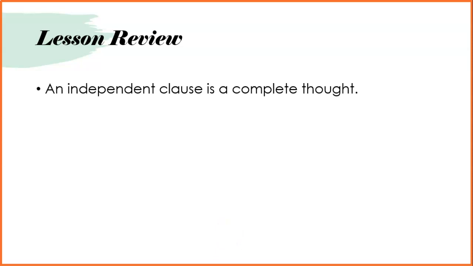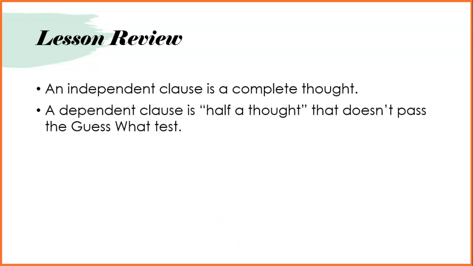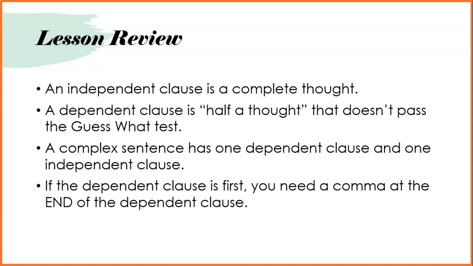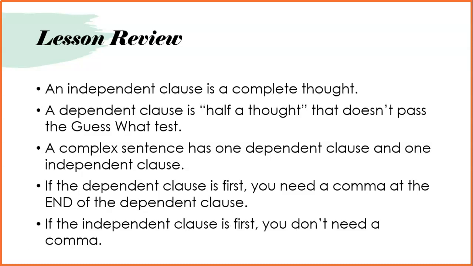Okay, let's review what we've learned today. An independent clause is a complete thought. A dependent clause is half a thought that doesn't pass the guess what test. A complex sentence has one dependent clause and one independent clause. In a complex sentence, if the dependent clause is first, you need a comma at the end of the dependent clause. But if the independent clause is first, you don't need a comma.